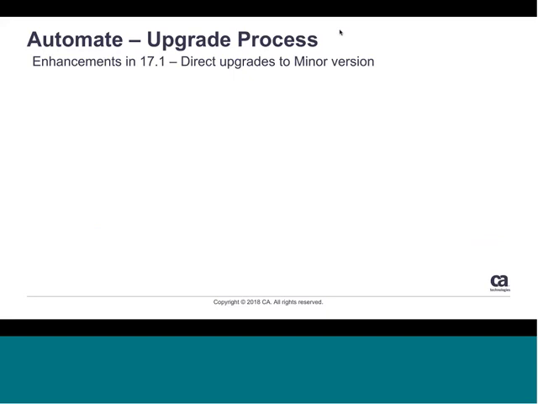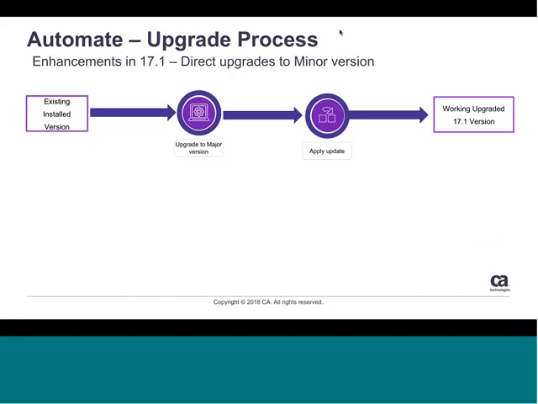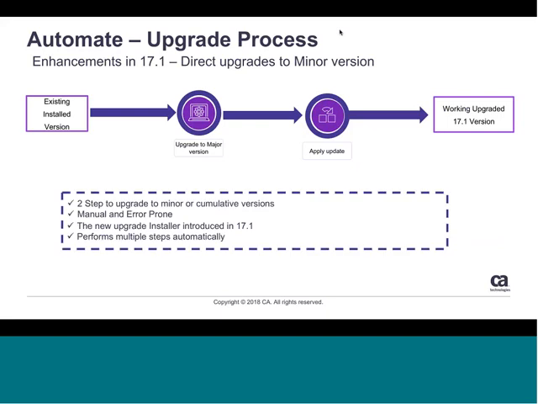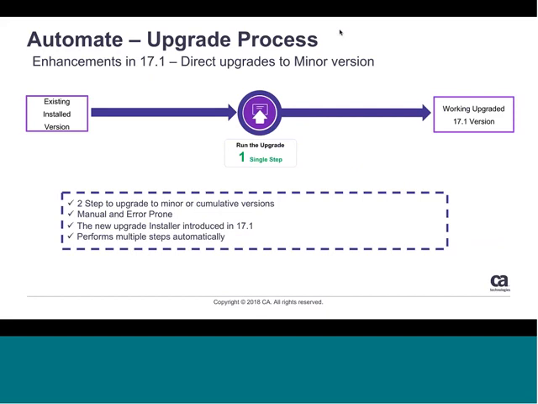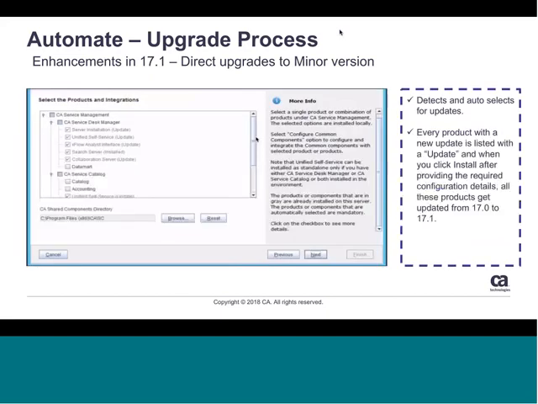Then the process to move from an existing version to the latest 17.1 version was 2 steps. You first had to upgrade it to a major version, which would have been 17.0 in our case, and then apply the update. Now we have enhanced our 17.1 installer, so now it is a single step. The installer is intelligent enough to detect and then upgrade it to a major version and also apply the update for you. So it detects that there is already a version and a minor version available and will be able to directly upgrade.